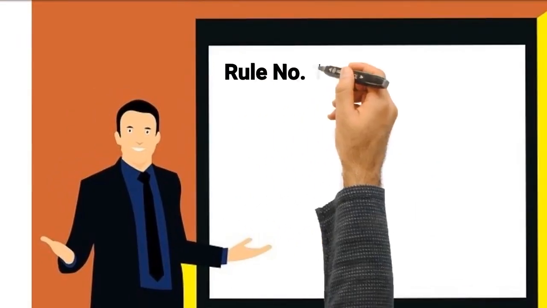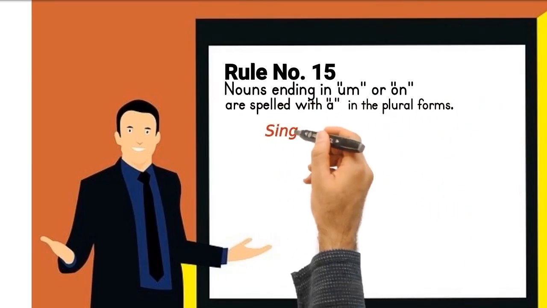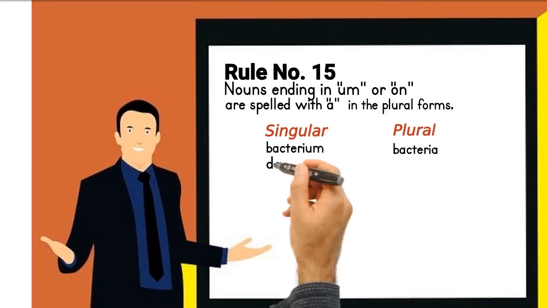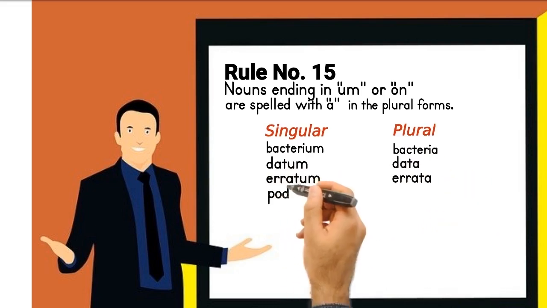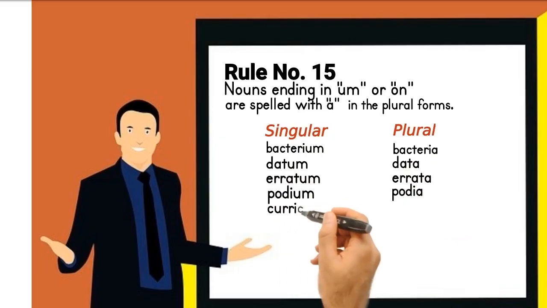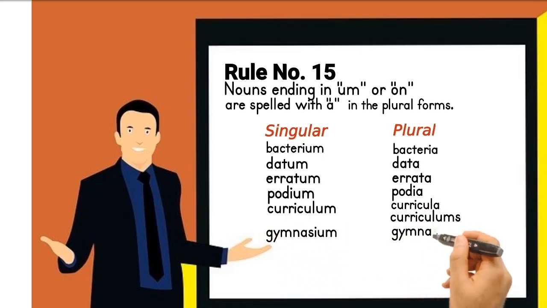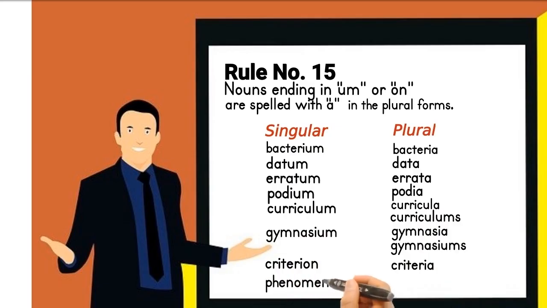Rule number 15. Nouns ending in um or on are spelled with a in the plural forms. For example, bacterium, bacteria; datum, data; erratum, errata; podium, podia; curriculum, curricula, also curriculums in English; gymnasium, gymnasia, also gymnasiums; criterion, criteria; phenomenon, phenomena.